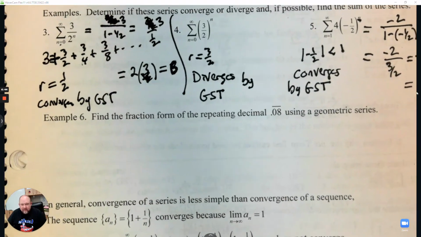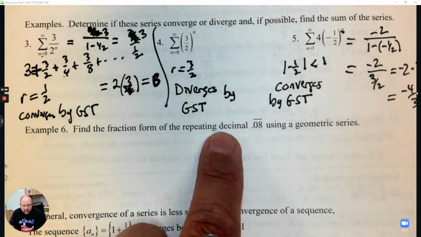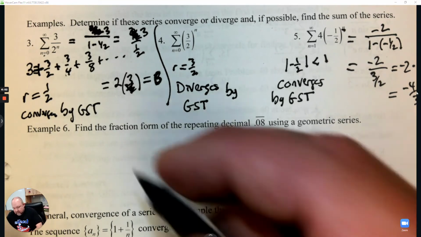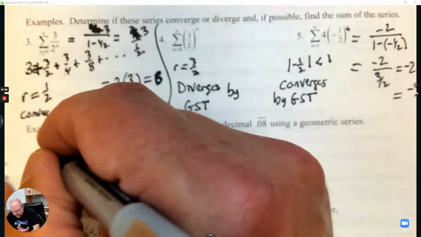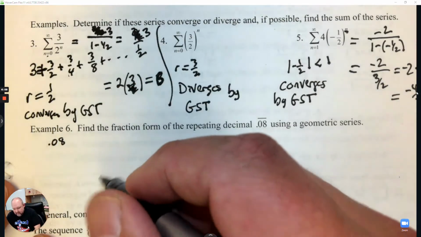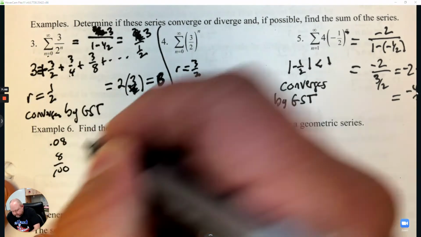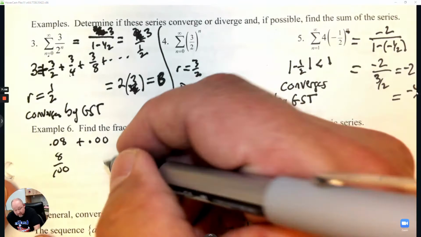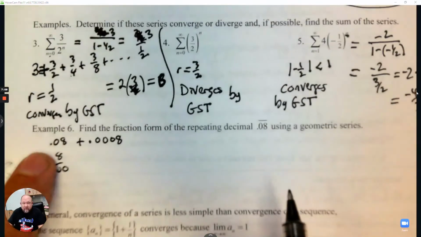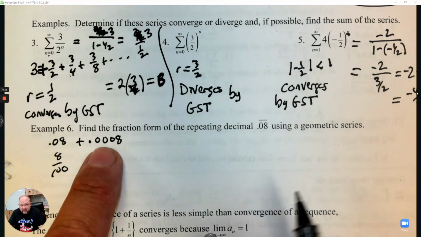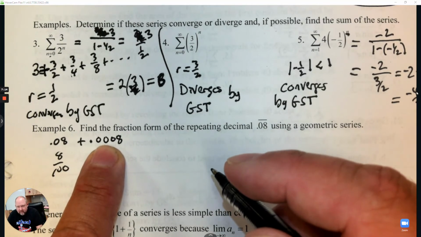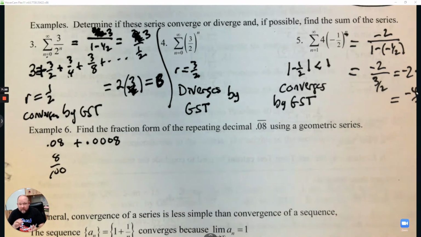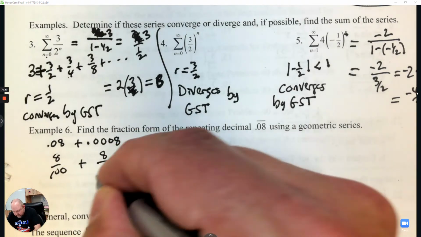Example number 6 says find the fraction form of the repeating decimal 0.08 using a geometric series. So 0.08 is 8 over 100. And if there's another one, it would actually be like adding 0.0008. So if I add these together, it would be repeating: 0.0808, 0.080808. So this would be 8 over 10,000.